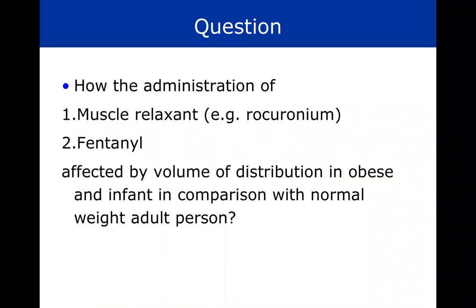How is the administration of a muscle relaxant, for example rocuronium, or fentanyl, affected by volume of distribution in obese and infant in comparison with a normal adult person?